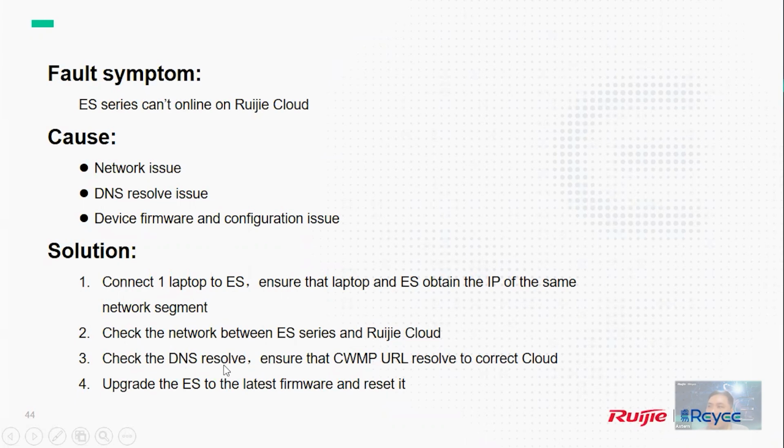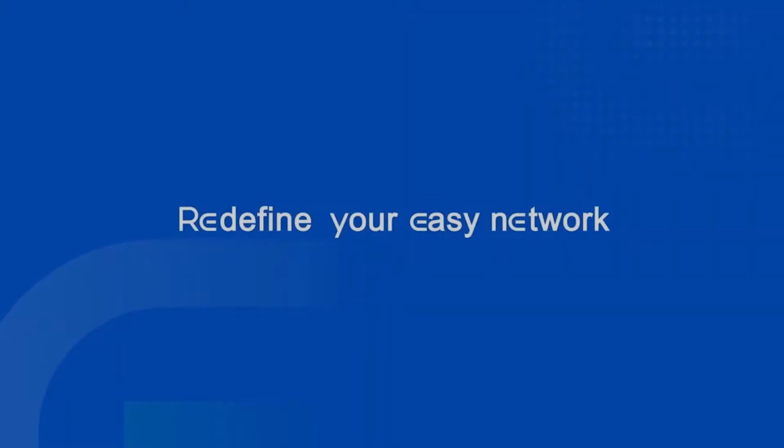You can also do an NS lookup to check whether you resolve the correct public IP from our Ruijie Cloud. It belongs to the Singapore server, not the Germany server. Lastly, always update to the latest firmware if you have any problem, or factory reset the entire configuration. This is our advice when your ES switch cannot connect to Ruijie Cloud. You cannot do any troubleshooting within the switch, so you need to use your laptop to help you. Thanks for watching.